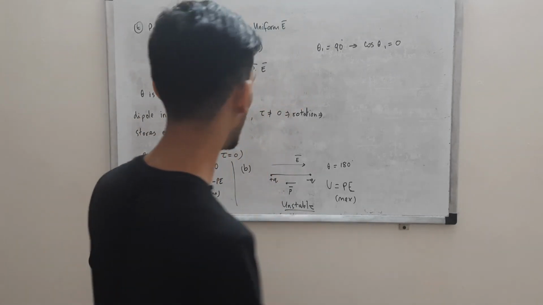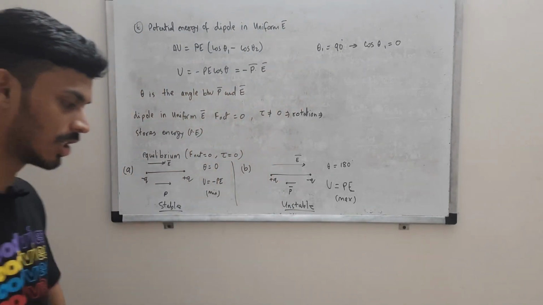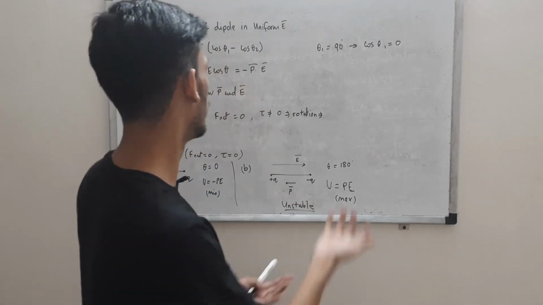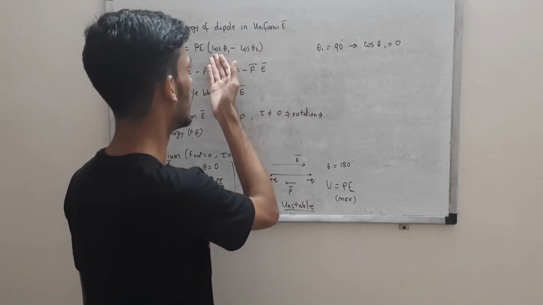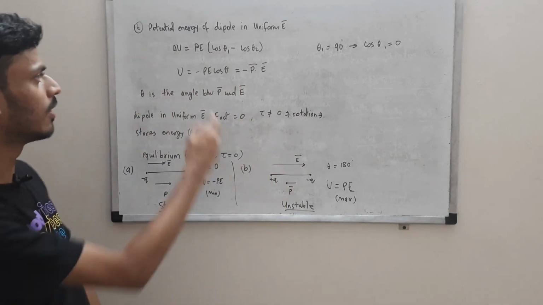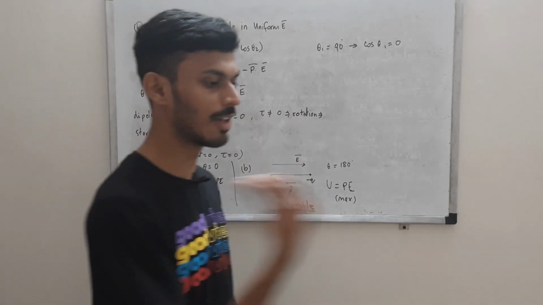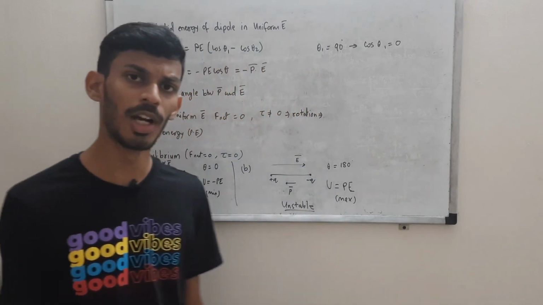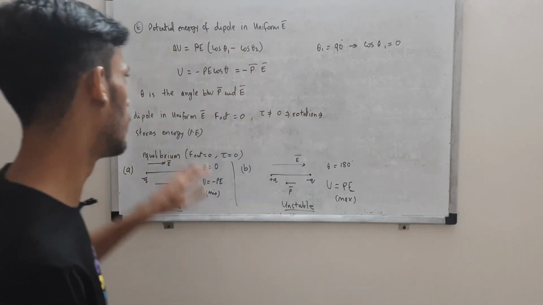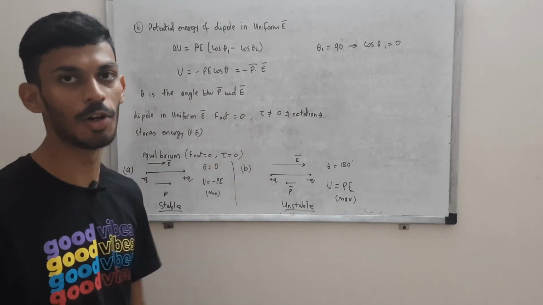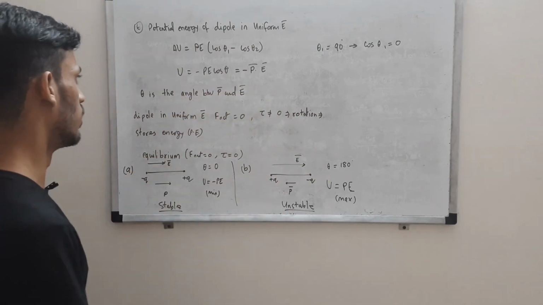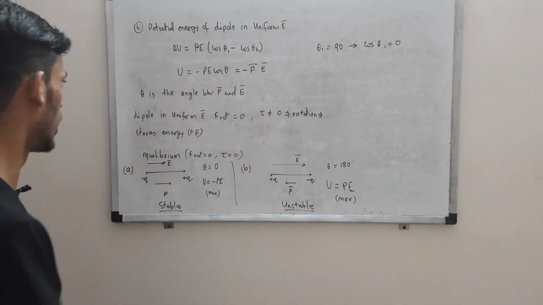So basically, if you are asked for the potential energy of a dipole in a particular configuration, the reference configuration you should take is that which makes this one 0. So the final value, if you were given a theta and you are supposed to find the potential energy associated with the dipole, will be minus P cos theta, or that will be minus P dot E. That is the definition of the dot product, right?